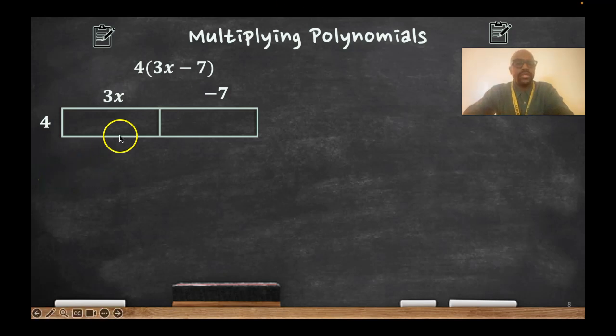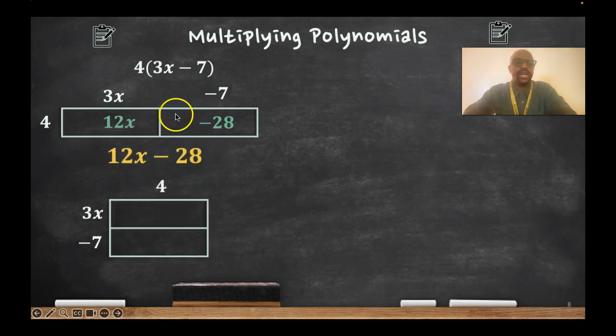Now after we create this box method, each box is a multiplication problem in order to get what value goes inside of it. To go inside this box, we'll take 4 times 3x. 4 times 3 is 12. We have 1x in between those two. Negative 7 times 4 is negative 28. And that's your final answer. It can be done with 3x minus 7 at the top and 4 on the side, or you can flip it and do it the other direction, where you have 3x minus 7 on the left side and 4 at the top. As you can see, it's going to give you the same result.